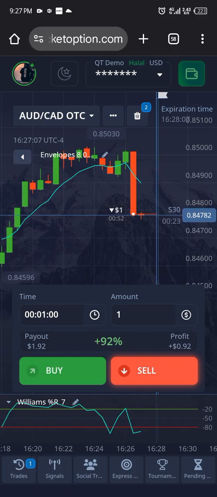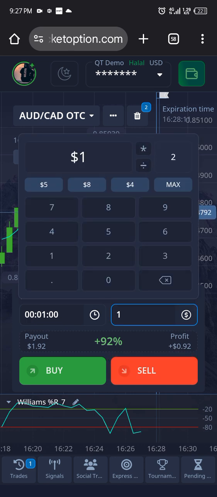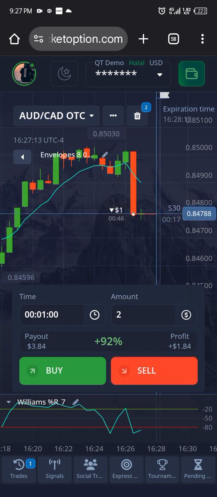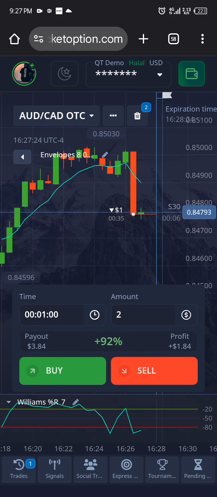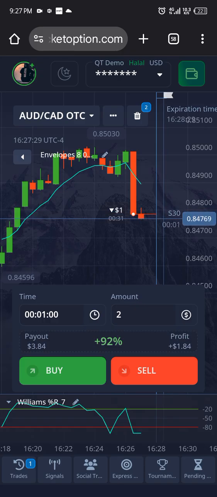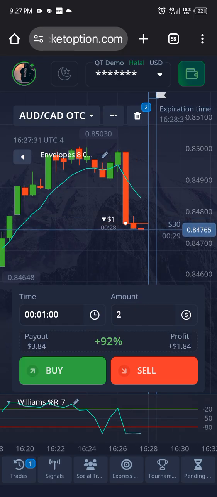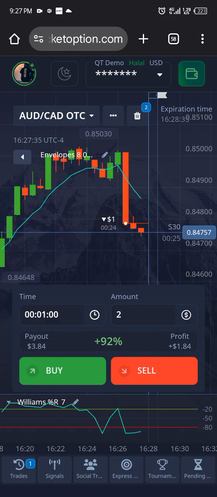Let's see how it will go. You now come and multiply your amount by 2. You wait for gale, because if it didn't favor us, you will go for gale 1, gale 2 and gale 3. So if you are trading $1, you need to have like $15 in your account so that you follow full gales. If you are trading $2, you need to have like $30 in your account so that you follow full gales.